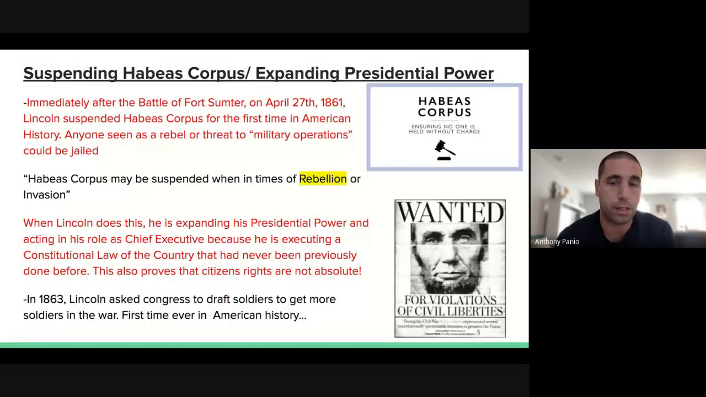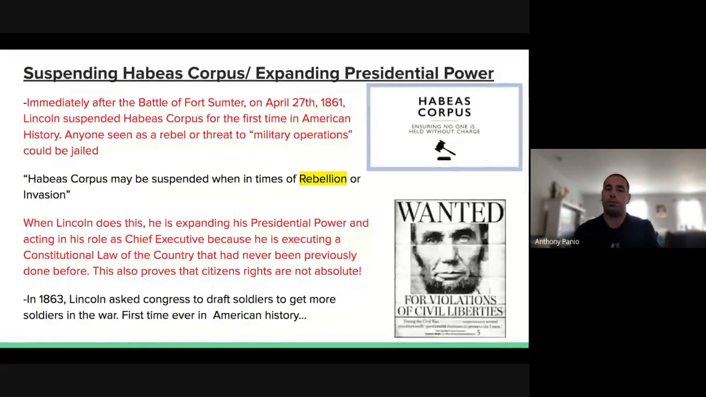He's the first president to ever suspend habeas corpus. He also may be the last president to suspend habeas corpus. There have been some governors that have suspended it at times, but I don't think a president has ever suspended it for the entire country. This further proves citizens' rights are not absolute at all times. You don't always have them. We've talked about this at length, and this is another example where sometimes your rights are not absolute.